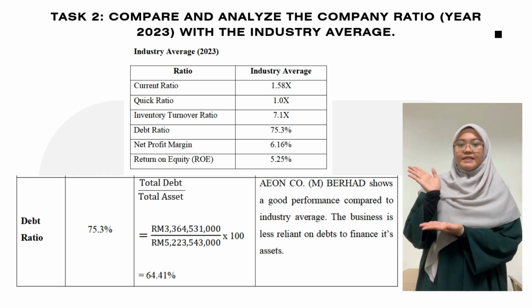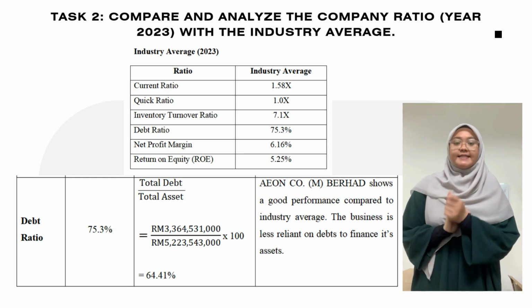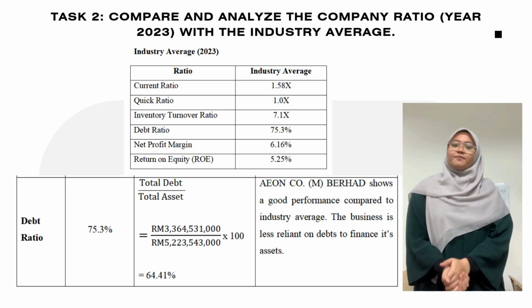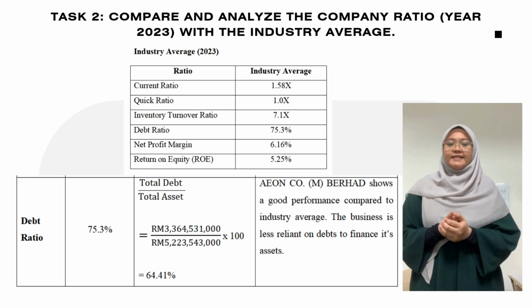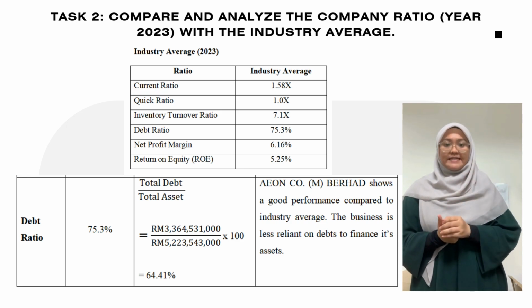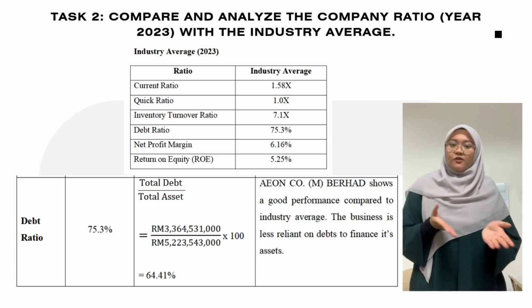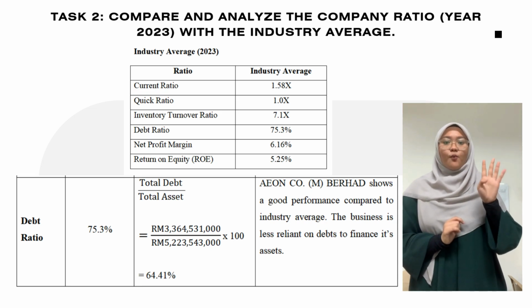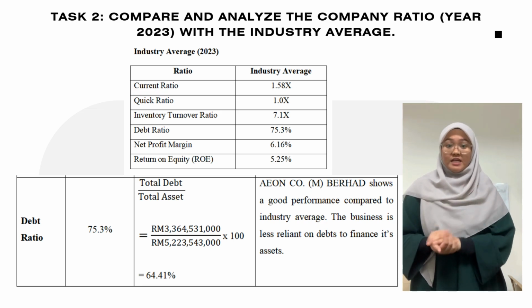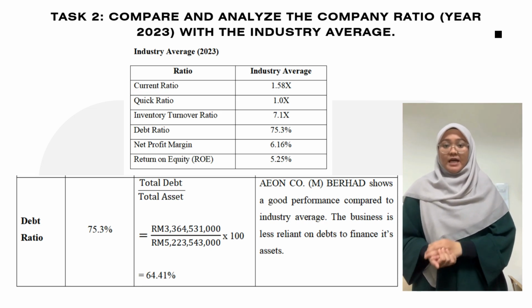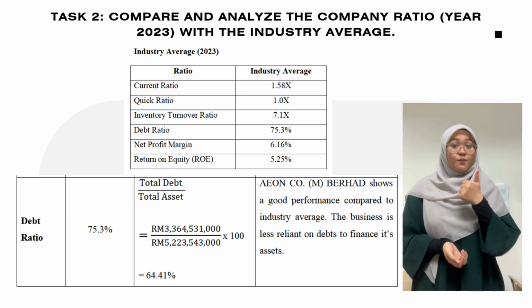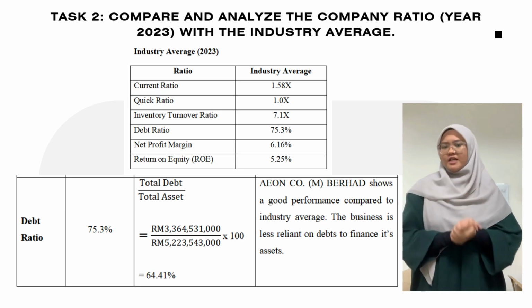Here is the comparison of Aeon Corporation Berhad's debt ratio compared to the industry average. As given by the question, the industry average debt ratio is 75.3%. Meanwhile, the debt ratio of Aeon Corporation Berhad is 64.41% as of the year 2023. The analysis for that is that Aeon Corporation Berhad shows a good performance compared to the industry average.